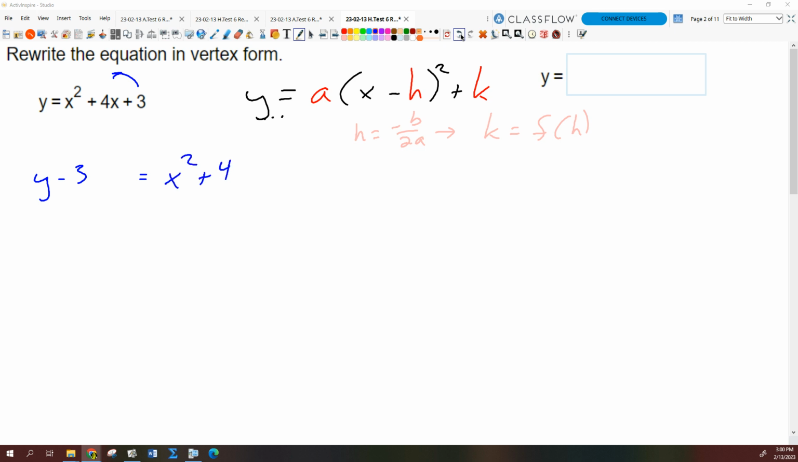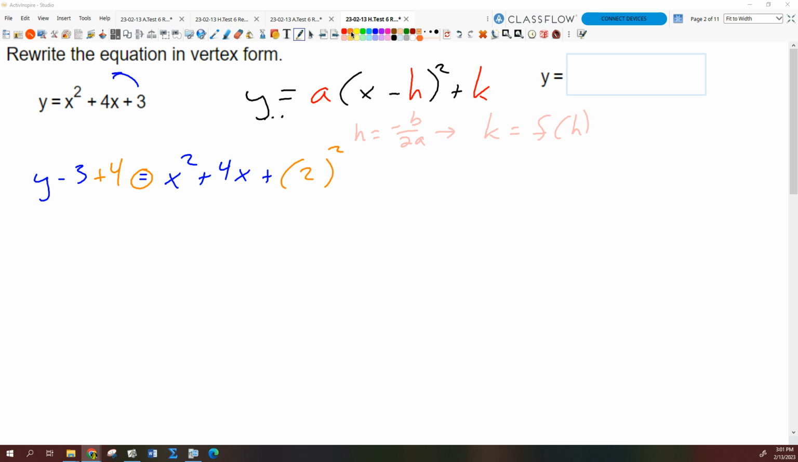X squared plus 4x. Okay, now what am I going to do? 2 squared. Half of 4 is 2, so I'm going to add 2 squared to both sides, which is just 4. And I have to treat both sides equally, right? So I'm adding 4 to both sides.